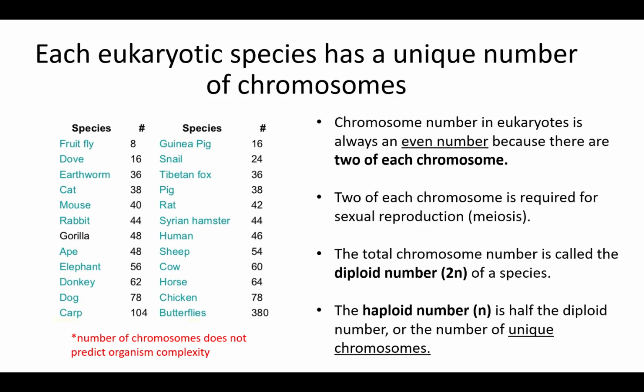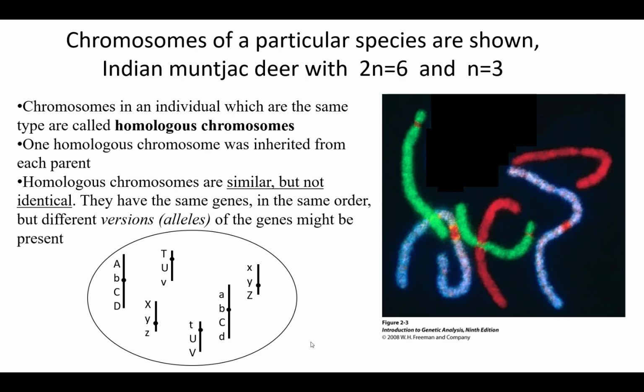The total number of chromosomes, so the numbers that are shown in this table here, is the diploid number of a species, or the 2n number. And it is referred to as such simply to highlight the fact that that total number includes 2 of every chromosome. The haploid number, which is called 1n or just n, is half the diploid number. And the meaning of that number is that it's actually the number of unique chromosomes, since there are 2 of each chromosome.